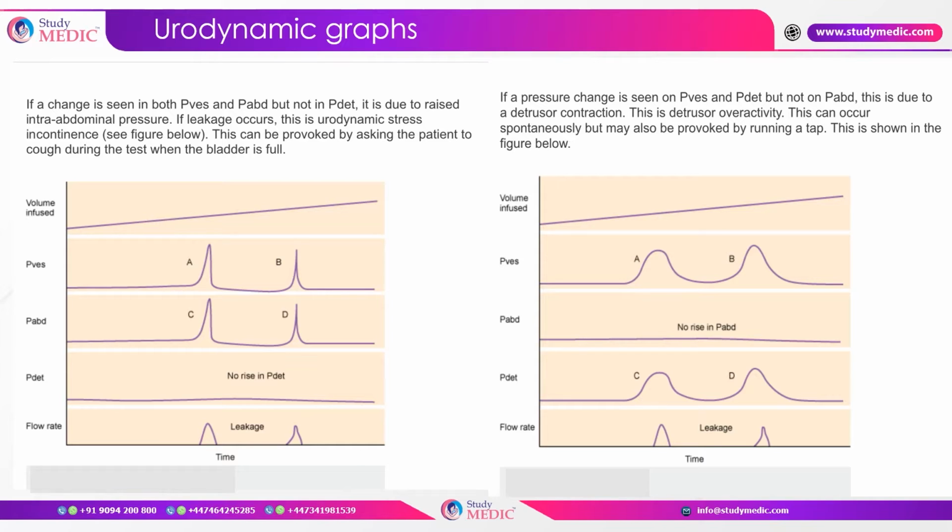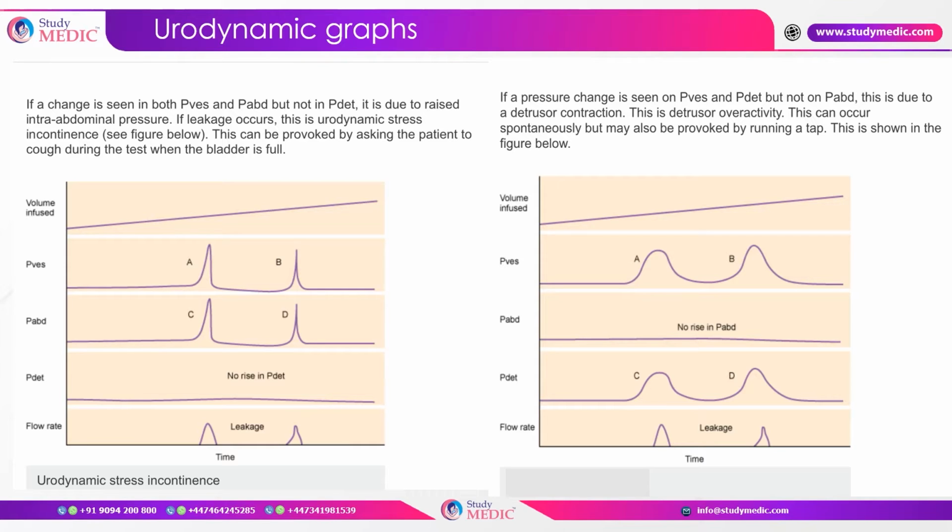So what are you seeing in this graph? Detrusor pressure is stable, that means there are no detrusor contractions. There is an increase in the abdominal pressure as well as the vesical pressure. So what does this indicate? Remember, detrusor pressure is not increasing. There is increase in abdominal pressure, there is increase in vesical pressure, and at the same time you are getting a leak. So this is classically what is called urodynamic stress incontinence. The detrusor muscle is not contracting. In spite of that, there is a leak. So this is urodynamic stress incontinence.